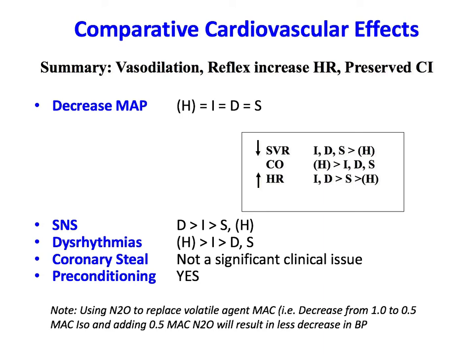Note that when we replace part of the MAC of our delivered anesthetic with nitrous oxide instead of the volatile agent, for example, if we decrease from 1 MAC isoflurane to 0.5 MAC isoflurane and give 0.5 MAC, or 50% nitrous, you're not going to get the same decrease in blood pressure that you would if you delivered your 1 MAC of isoflurane, because of the vasodilating effects of isoflurane and the sympathetic stimulating effects of nitrous oxide.